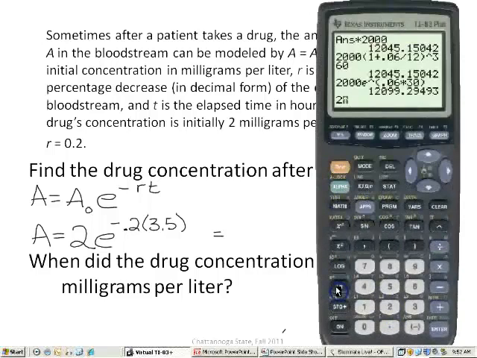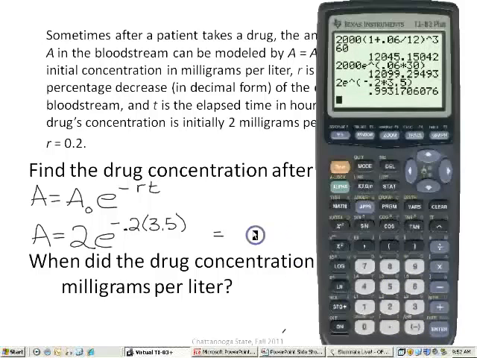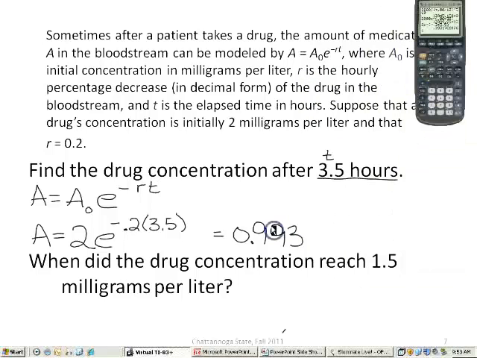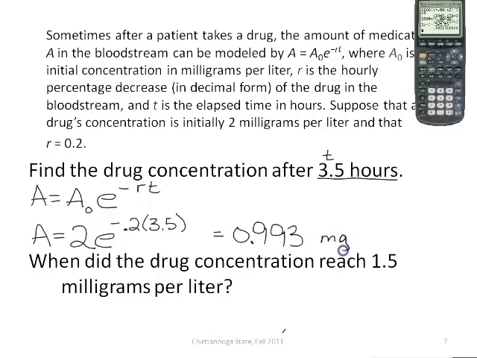and see what that gives me here. 2 times e to the negative 0.2 times 3.5 power. That gives me a concentration of 0.993. Again, you would need to read the instructions to see what decimal place to round that to. This is milligrams per liter.